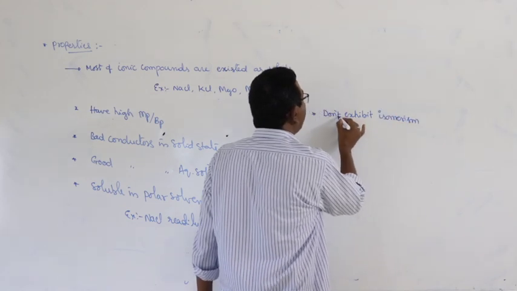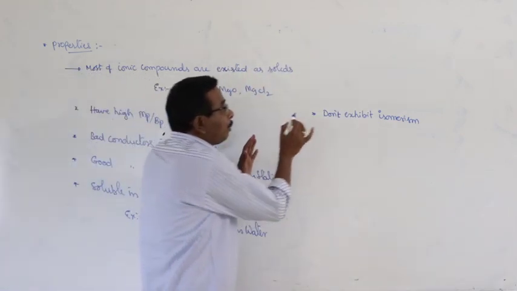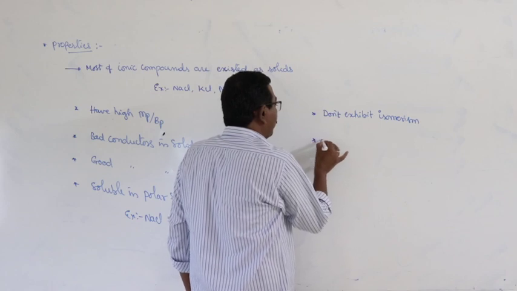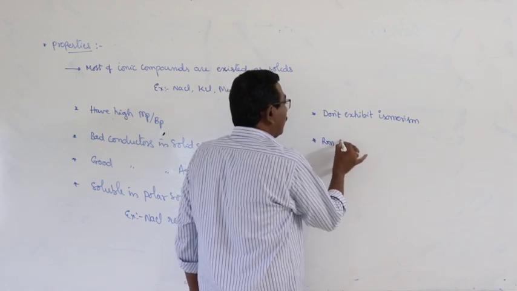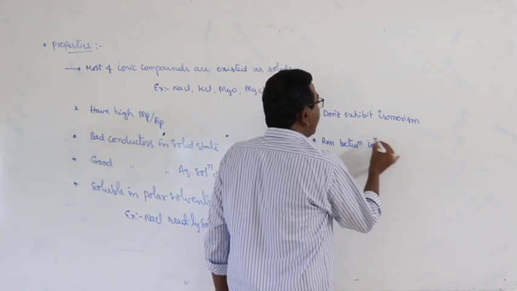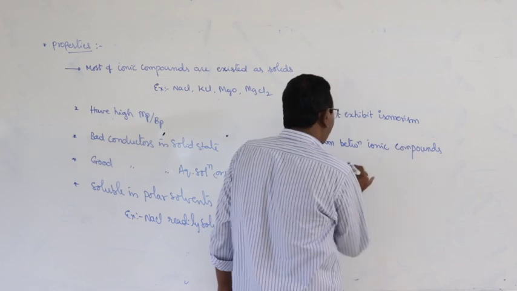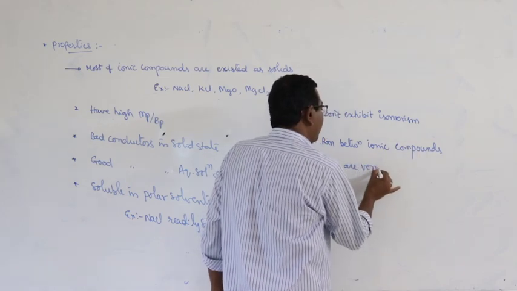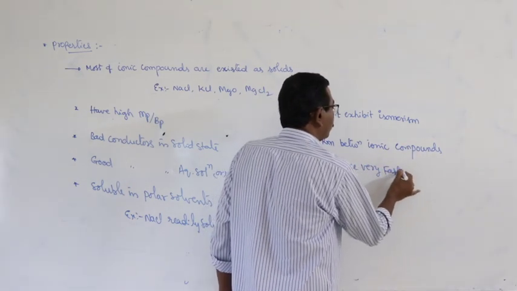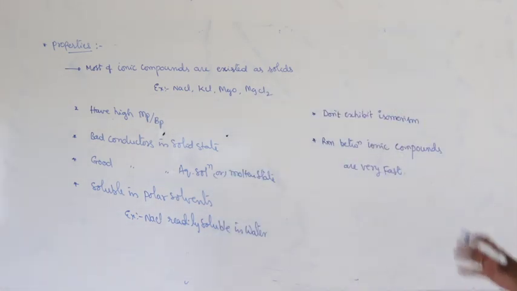This is a special phenomenon, isomerism. Ionic compounds do not exhibit isomerism, and the reactions between ionic compounds are very fast. These are some of the important properties that are related to the ionic compounds.